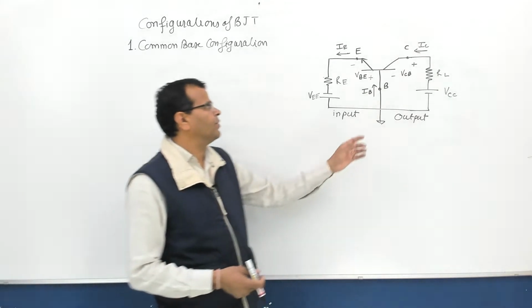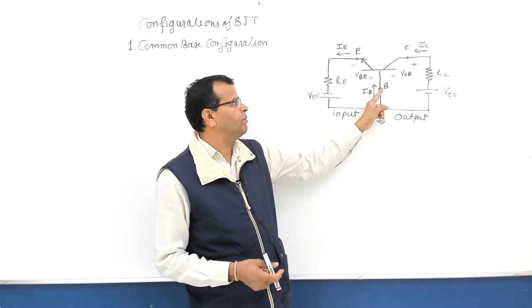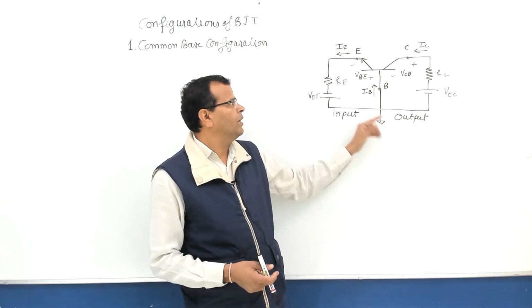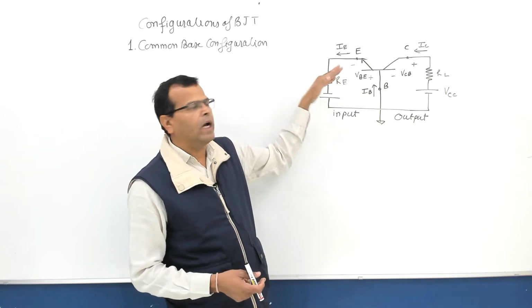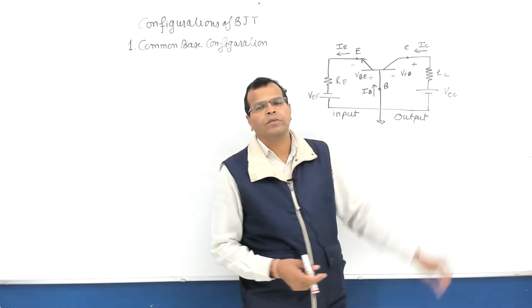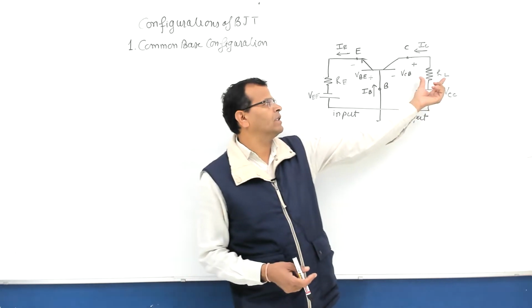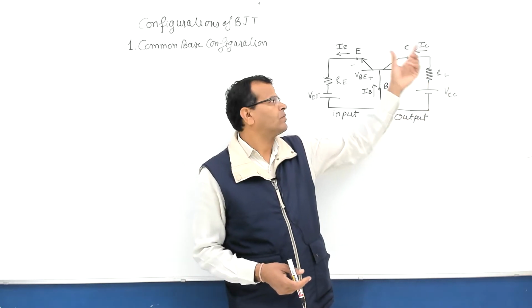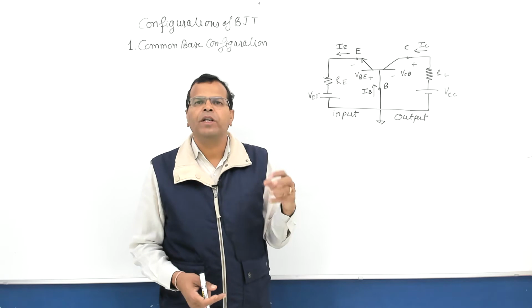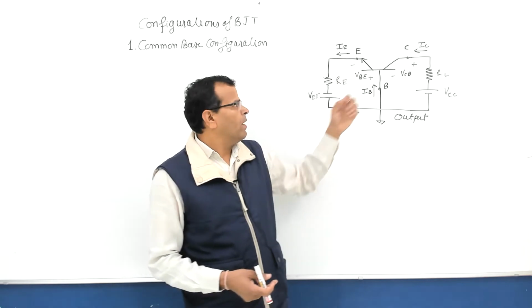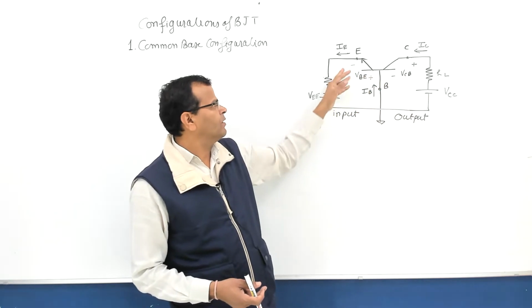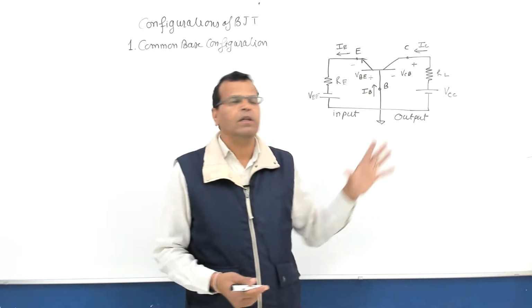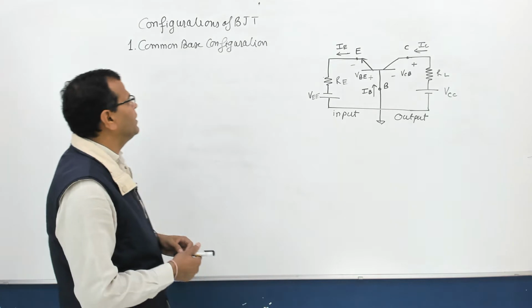In common base configuration, the base terminal of the BJT is connected to ground. Input is given from the emitter terminal and output is taken from the collector terminal. So load resistance is connected in the collector. I will be considering collector base junction with reverse biasing and emitter junction with forward biasing. This is the circuit diagram I will be considering here.